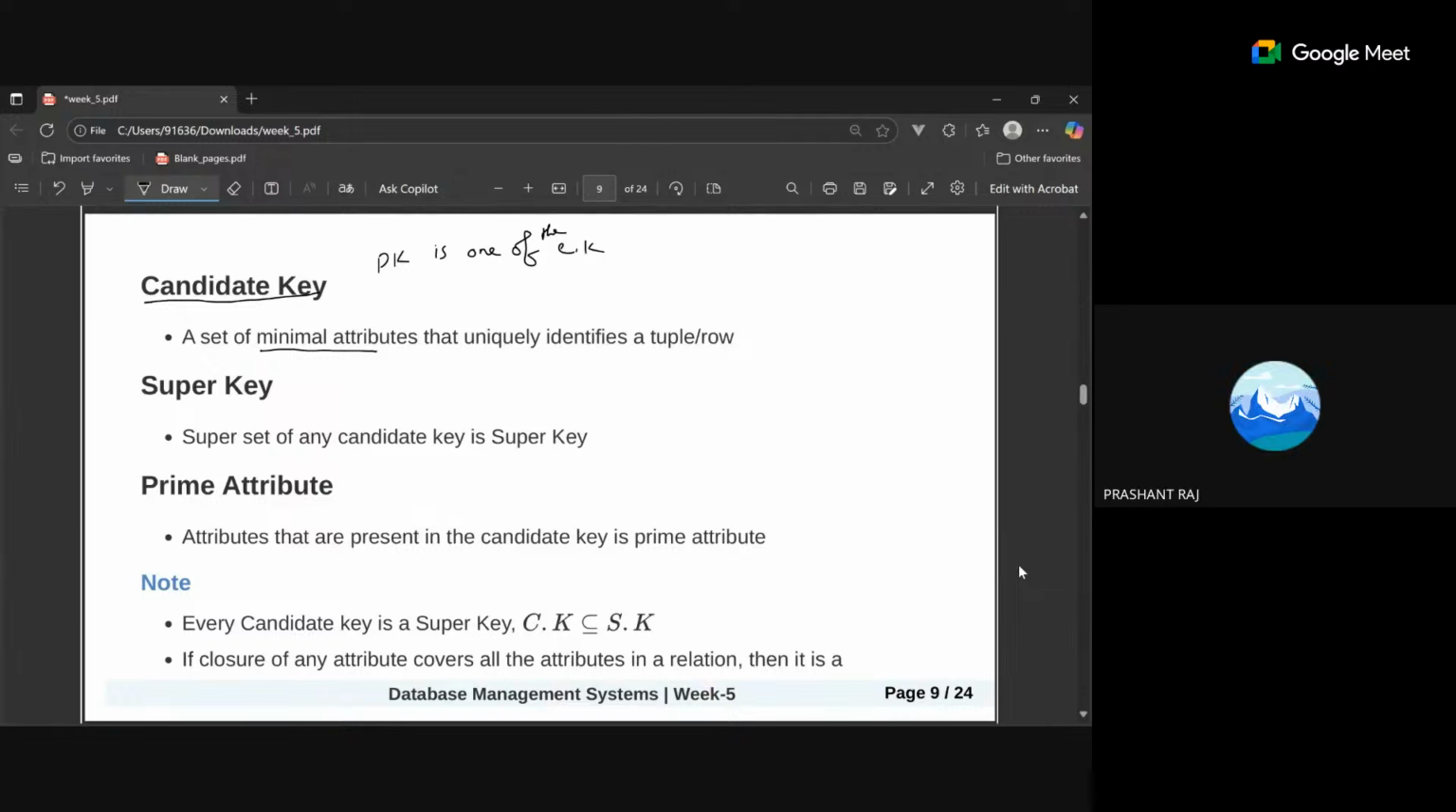And the superset type. A superset of any candidate key is a super key. So how can I represent this? A candidate key is a subset of or equivalent to a super key. This is how I can symbolically represent it. You are adding extra attributes to a candidate key. If I say AB is a candidate key, I can say ABG is a super key. It could be any other attribute.